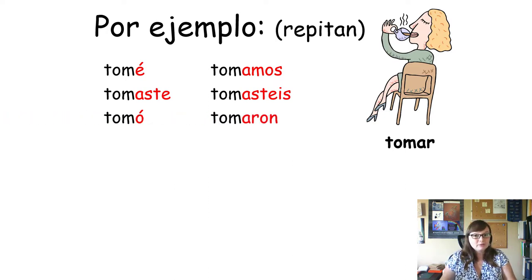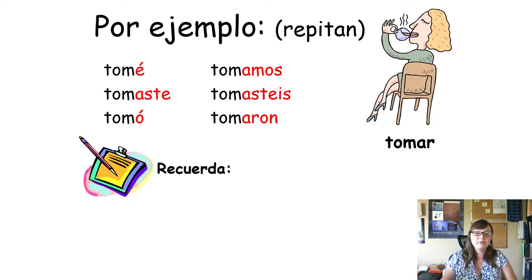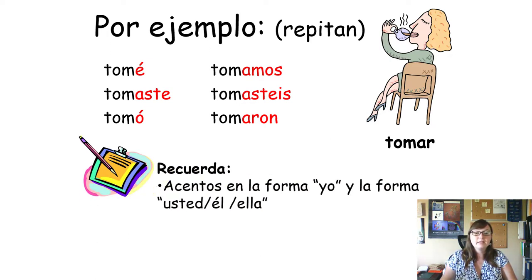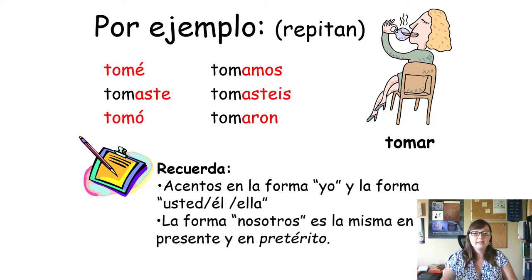Ellos tomaron. Ustedes tomaron. What's the difference between ellos and ustedes? Ellos means them. Ustedes means you all. So remember that even though they're conjugated the same, those two are very different. Great. Let's try another verb. Recuerda, there's accents in the é and the ó. And la forma de nosotros is the same in preterite and in present tense. Tomamos.